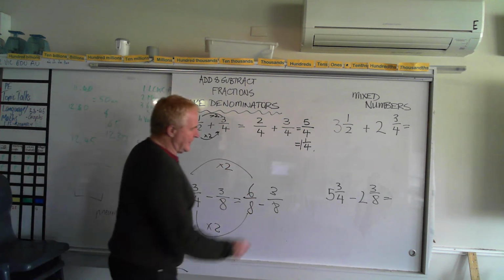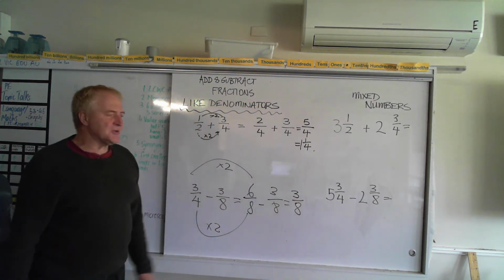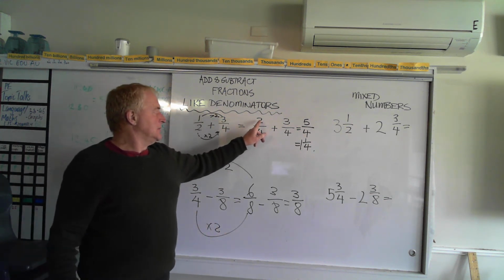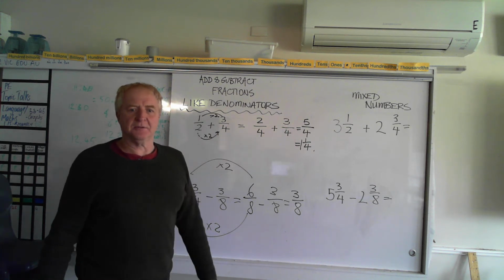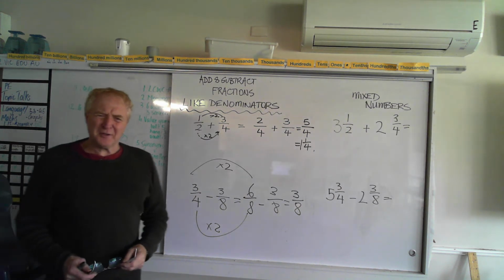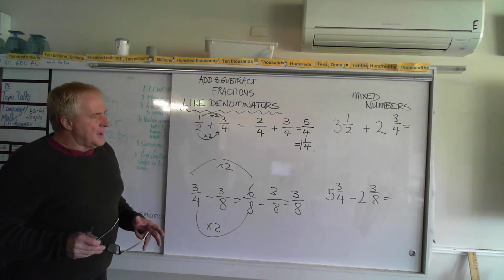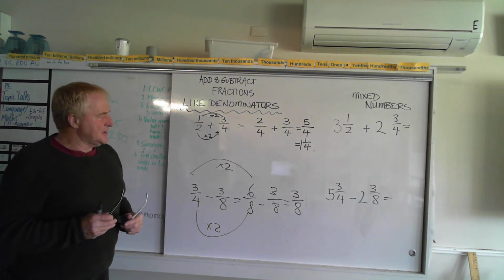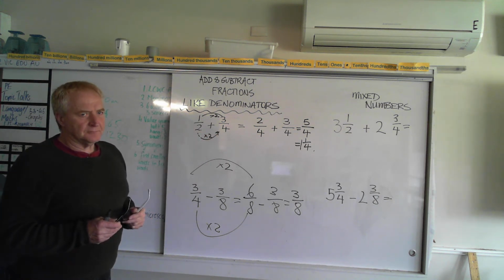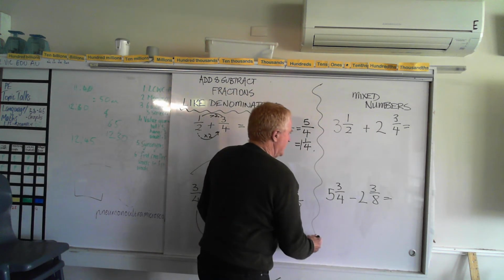6 8s take away 3 8s. 3 8s. 6 apples take away 3 apples. 2 apples plus 3 apples, 5 apples. Okay, same denominators. Pretty straightforward, just turn them to the same denominators. Next week I'm going to talk to you about something else where it doesn't easily go into here. Another question. Let's move over here to where we have mixed numbers.